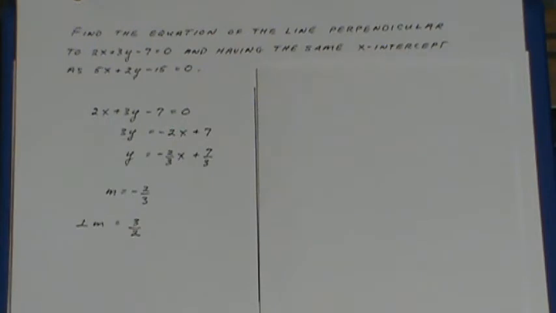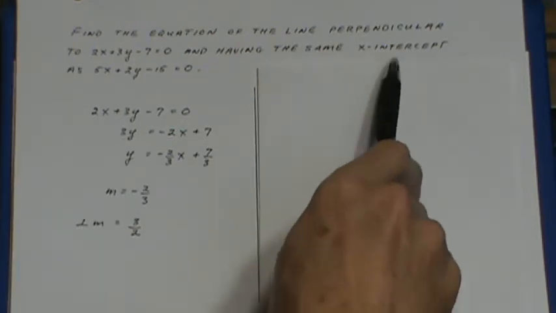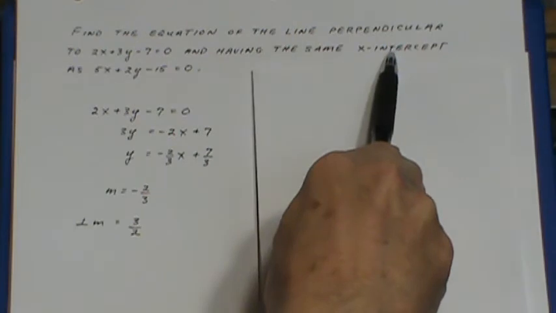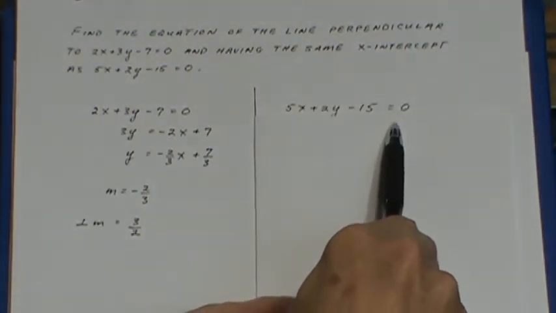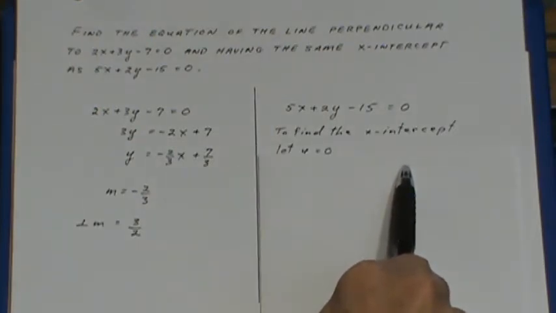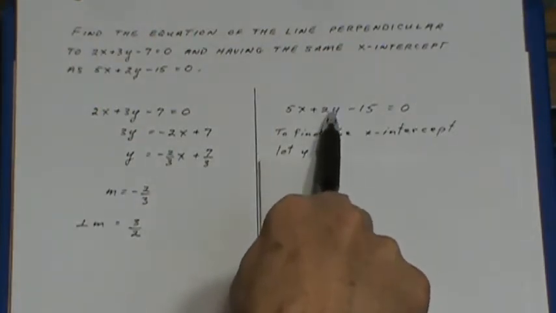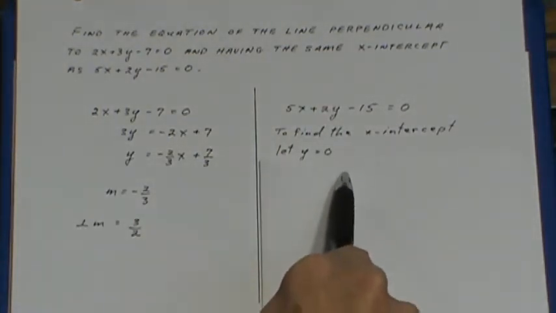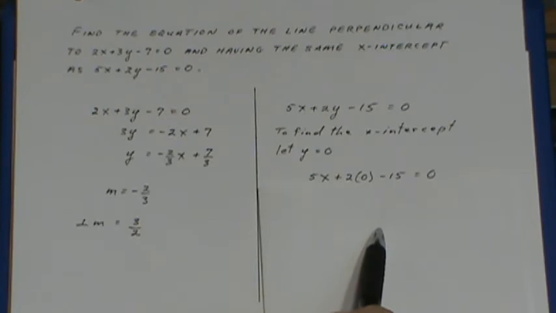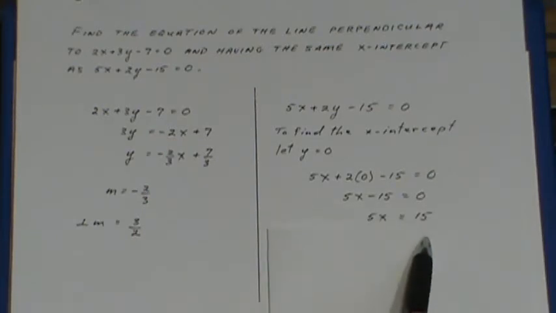The other thing that's involved is we have to get the same x-intercept as this second line. So we'll take the second line, and to find the x-intercept, you let y equal 0. Anytime you want to find an intercept, you let the other variable equal 0. If we let y equal 0 in this equation, all we have is 5x minus 15 equals 0. Move the 15 to the other side, divide both sides by 5, and x is equal to 3.